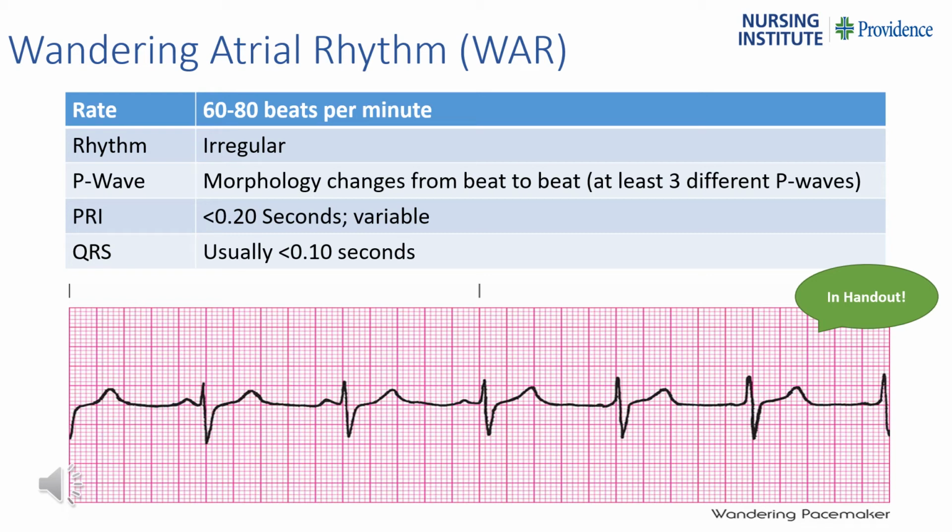Wandering atrial rhythm is also called multifocal atrial tachycardia, or MAT, and the rate is usually 60 to 80 beats per minute, and the rhythm is generally irregular. The P wave morphology changes from beat to beat, and you must see at least 3 different varieties of P waves in order to ascertain that that's what you've got. The PR interval is usually less than 20 seconds and can be variable, and the QRS complex is usually normal.